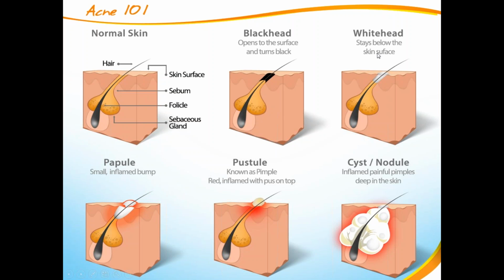What happens next is a whitehead, which is actually staying below the surface. There's actually a layer of skin on top of that. The other word you might hear for whiteheads is milia, and those really have to be taken out by someone who knows what they're doing, because they actually have to go in with the tip of a needle and open up that skin on the top so they can get out that plugged conglomeration of sebum and skin cells.